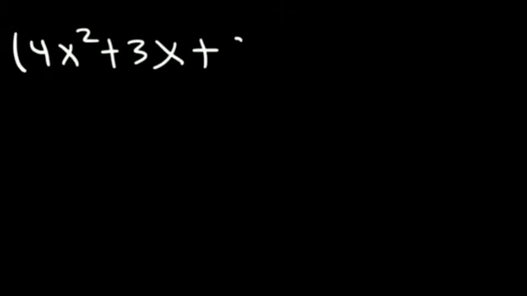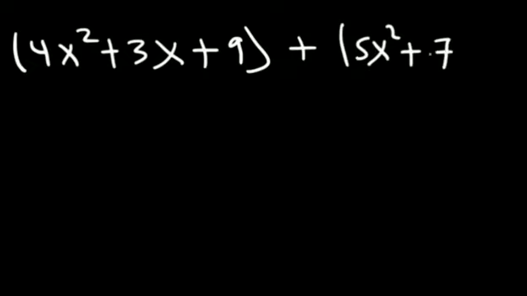Now let's talk about adding two trinomials. For instance, let's say we have 4x squared plus 3x plus 9, and let's say we wish to add that to 5x squared plus 7x minus 4. Feel free to pause the video and try this example. So what is the sum of these two trinomials?